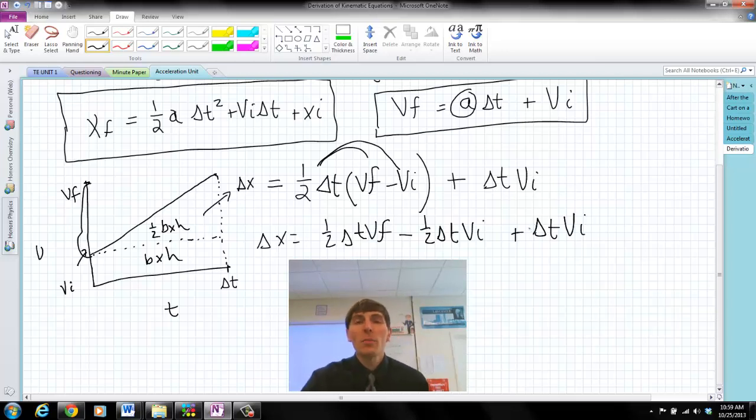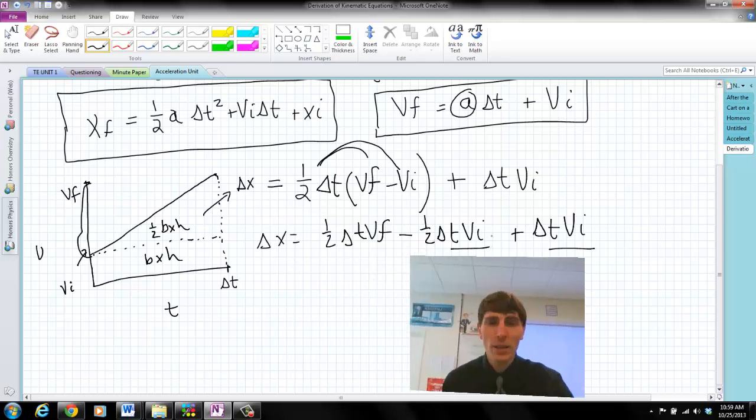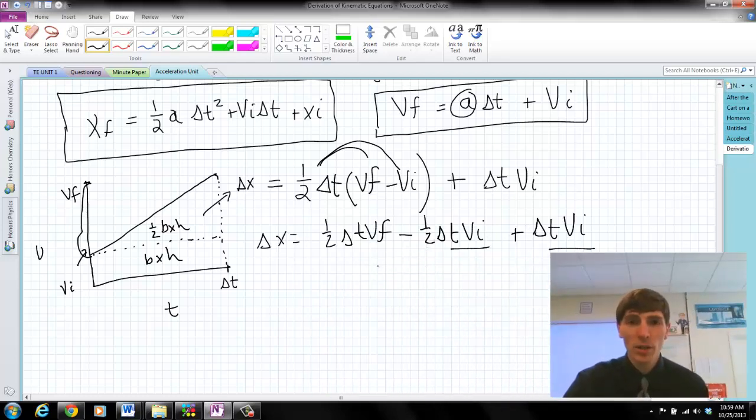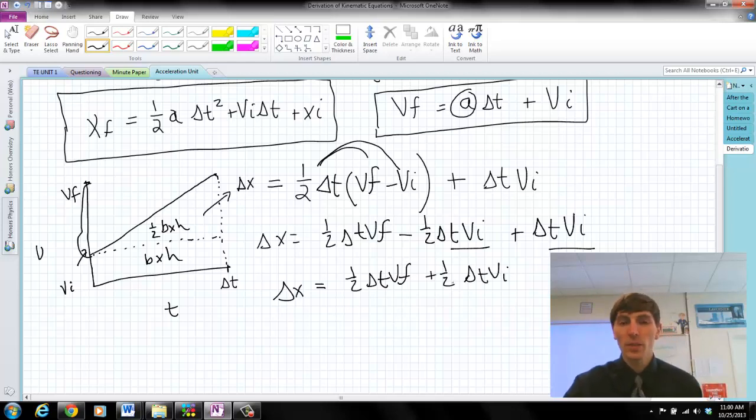Next thing I want to do is combine my like terms. So I see delta t vi, delta t vi. I'm going to combine those terms. I have minus 1/2 plus 1, which gives me overall 1/2. So delta x is equal to 1/2 delta t vf plus 1/2 delta t vi. Okay, so I've combined my like terms.